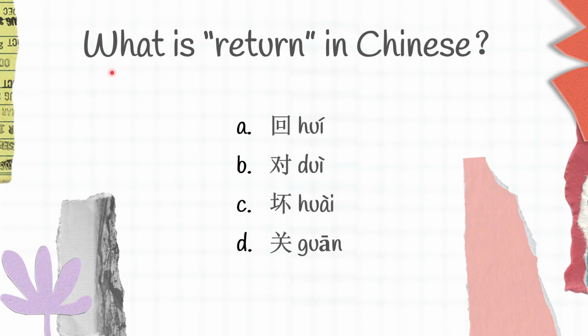The next one here, what is return in Chinese? So you have A, Hui, B, Dui, C, Huai, and D, Guan. So I will give you some time to think and guess. So Hui is return, Dui is right, Huai is bad, and Guan is close. So return in Chinese is A, Hui.